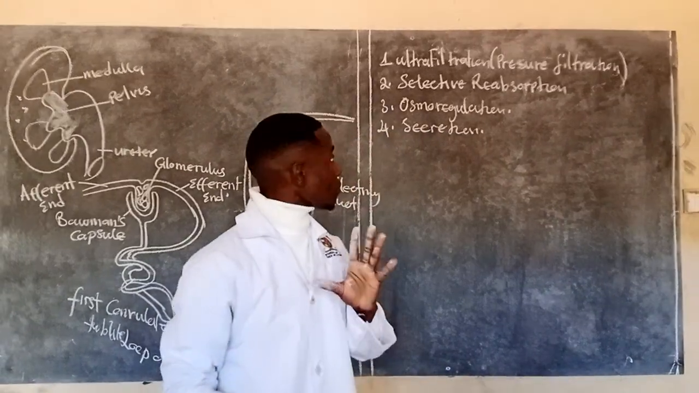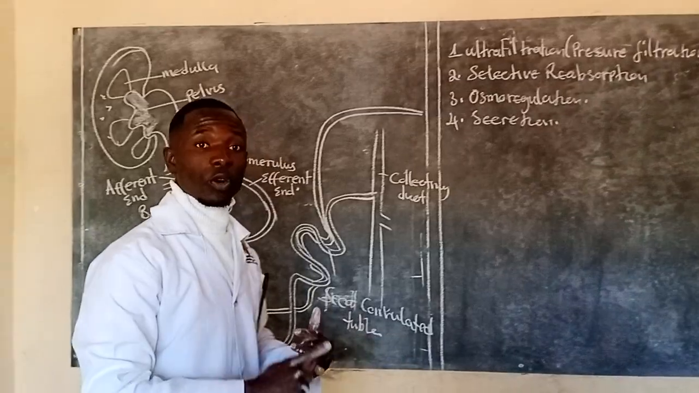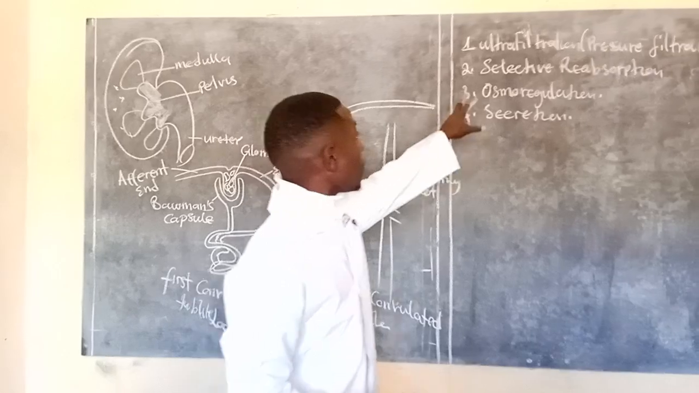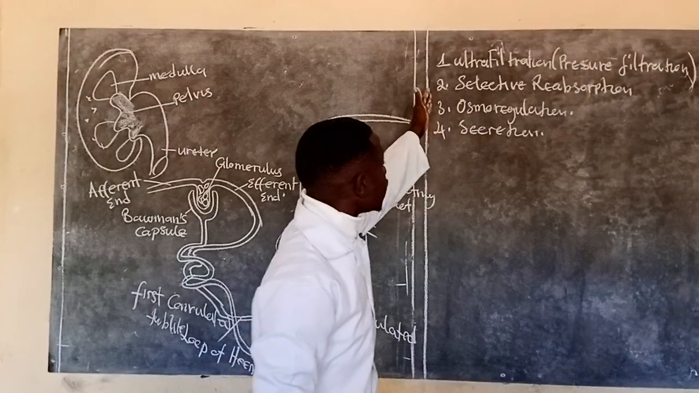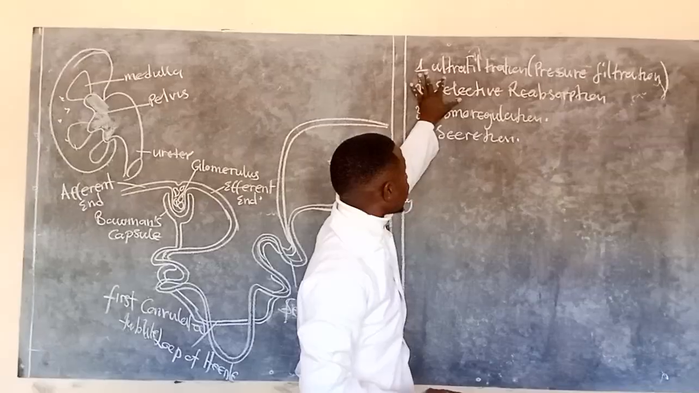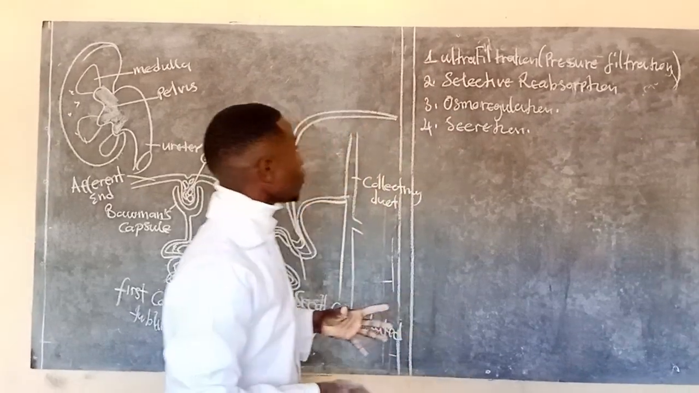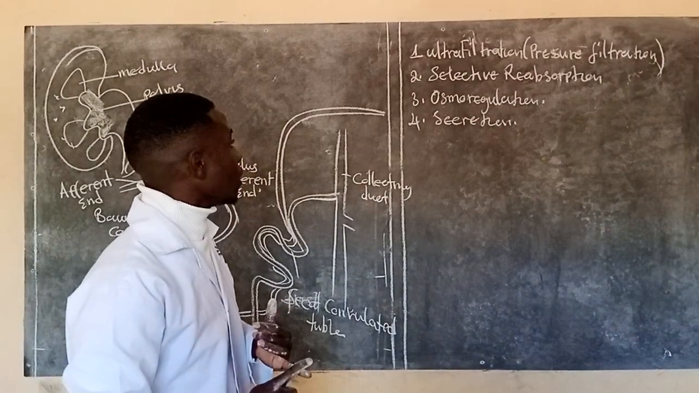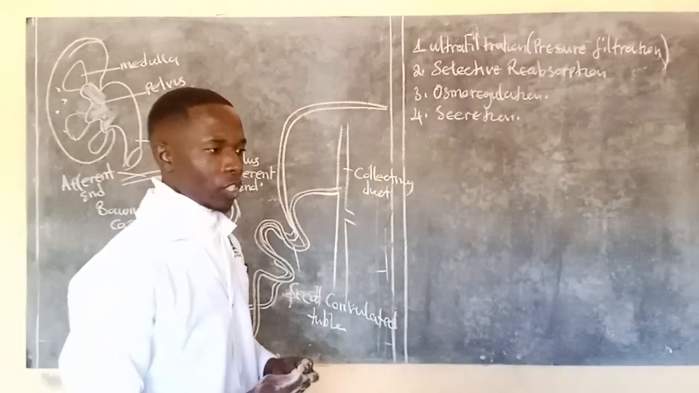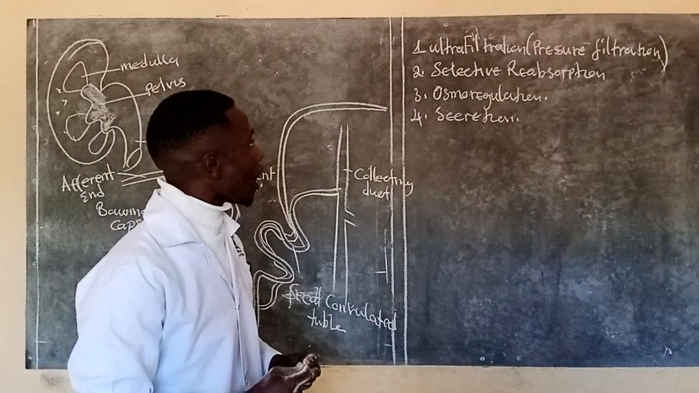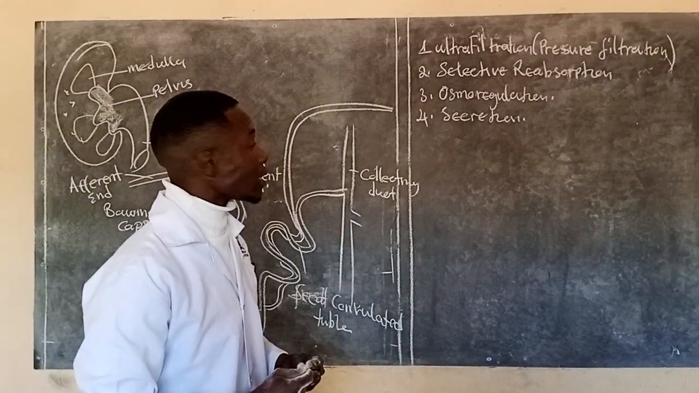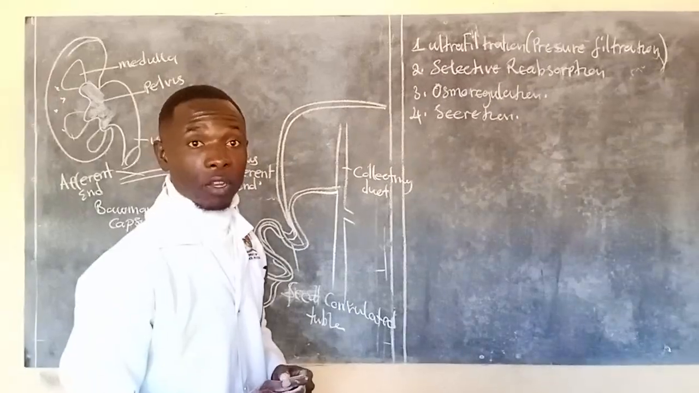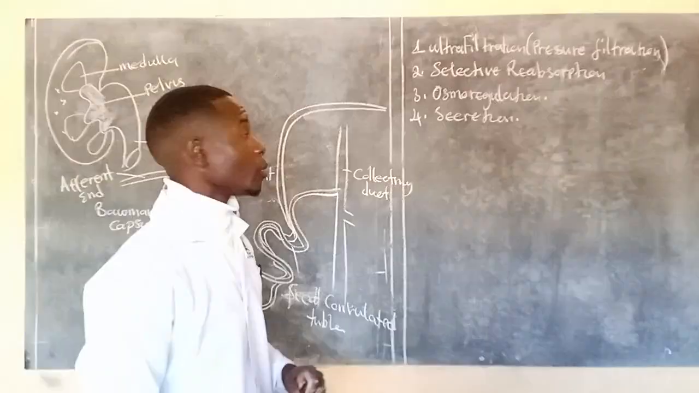Now, pay attention on this one. You need to know where each of these structures occurs from. You need to know how each of these functions. Now we need to know: where does ultrafiltration occur? Where does selective reabsorption occur? Where does osmoregulation occur? And where does secretion occur?